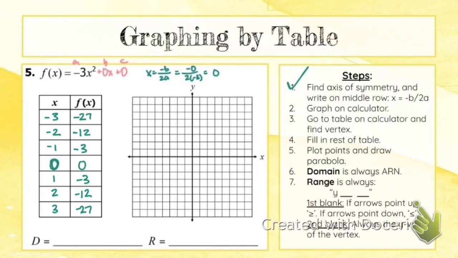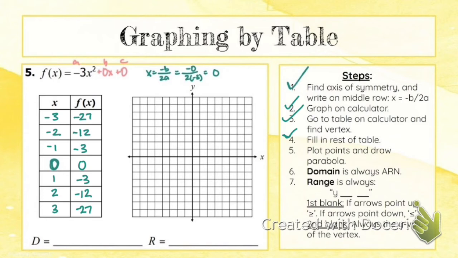So I filled all these in straight from the calculator. I did not do any extra work on my own. So we have graphed on the calculator. We have gone to the table and found the vertex. We have filled in the rest of the table. Now we're going to plot the points and draw the parabola. I want to do this in this coral color because I want to try to stay consistent.